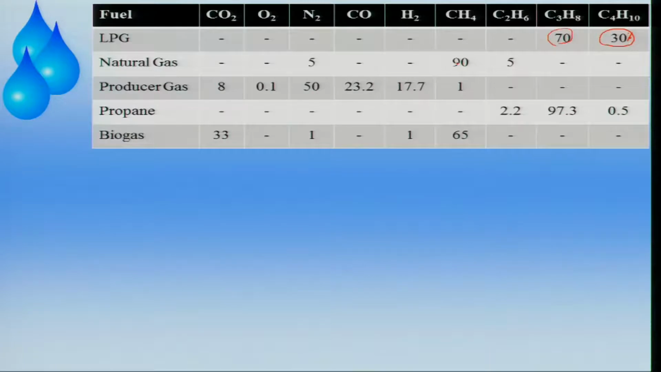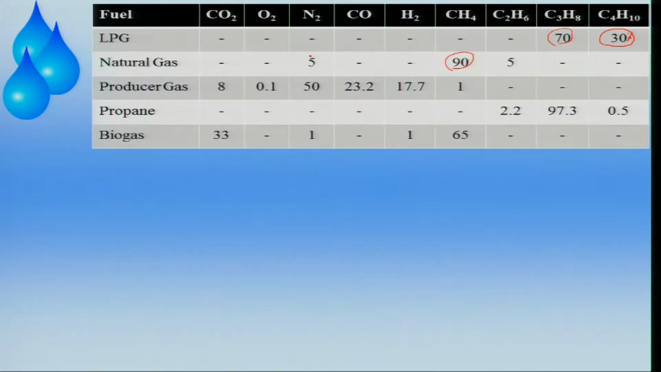So, natural gas, if I look at this table, is around 90% methane, 5% ethane, and 5% nitrogen. You may get several other compositions, as I told you; it depends on where it is taken from, from which well, but generally it contains methane in a large proportion.